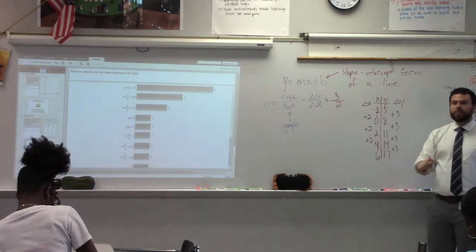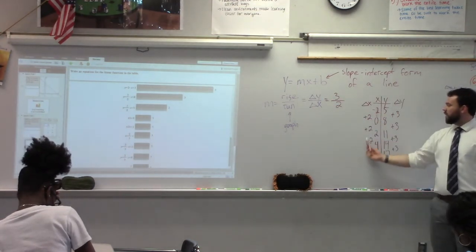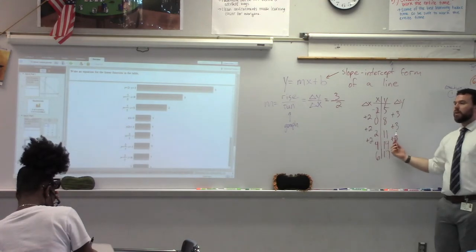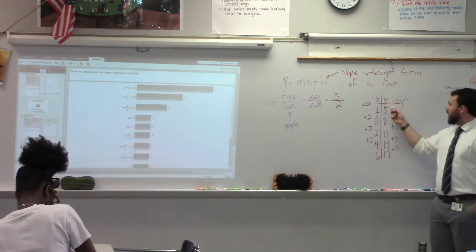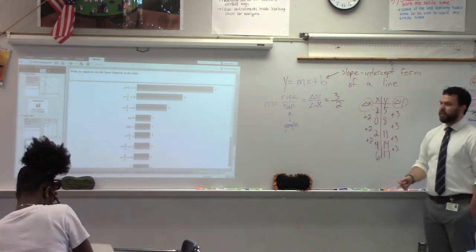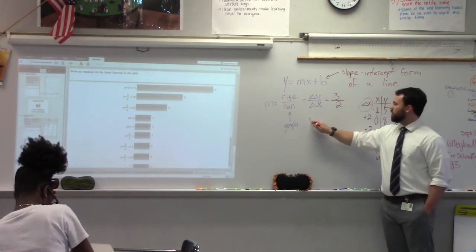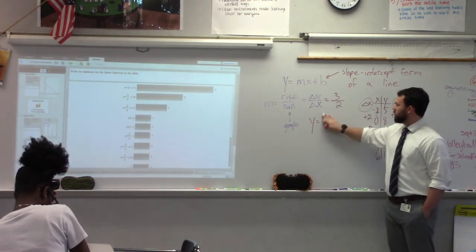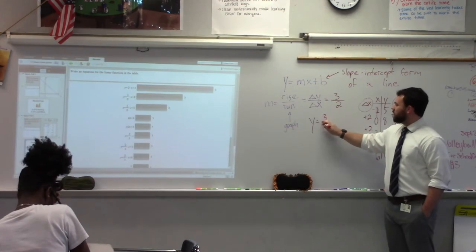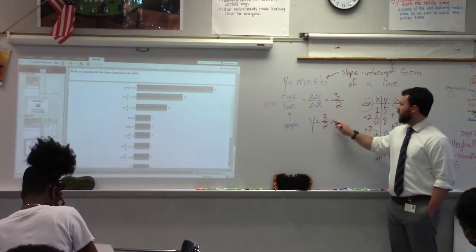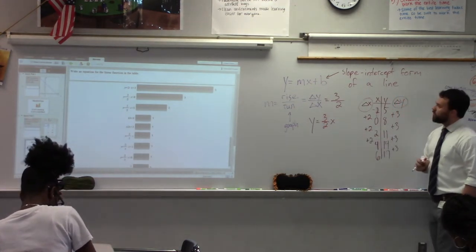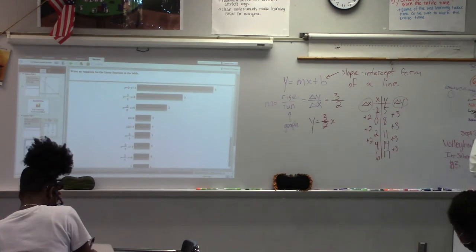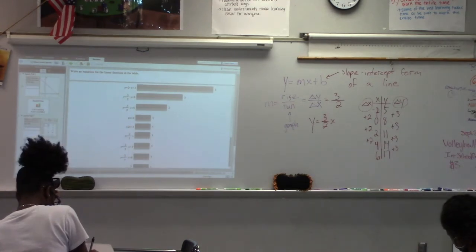A lot of students just look at this part first and then put this part. But that's not right, because I need the change in y divided by the change in x. So 3 halves, or 3 divided by 2x. Now I need, what's that b again? Y-intercept. The y-intercept. And I saw some 5s in there.